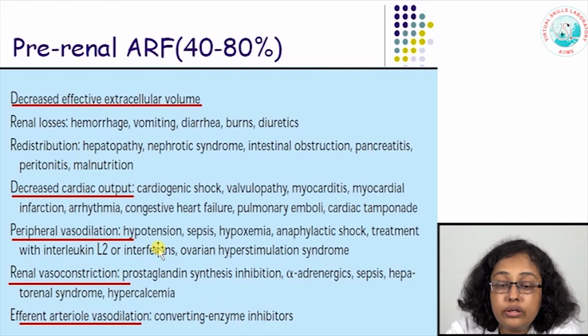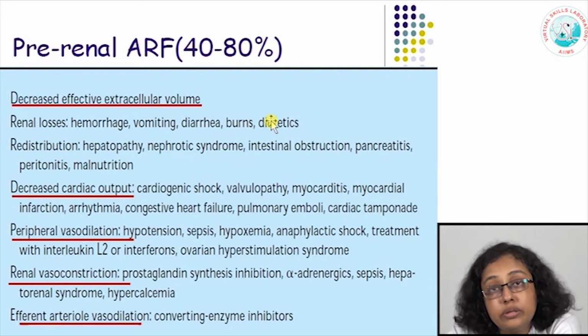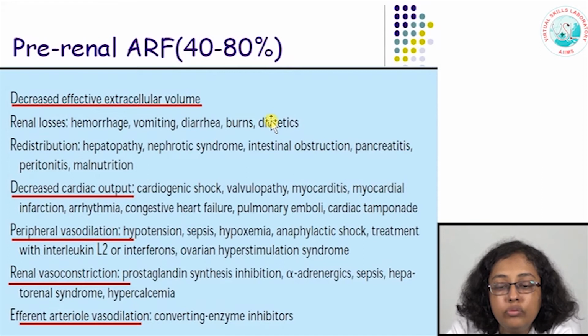Common causes are a decrease in the effective extracellular volume, because of a renal loss or an intrinsic decrease in the renal blood supply, which could be because of blood loss, vomiting, diarrhea, burns, or sometimes in the hospital because of excessive use of diuretics, especially in patients with cardiac disease. There may not be actual loss of fluid or blood volume, but there could be a third space redistribution, as we see in chronic liver disease, in nephrotic syndrome because of low serum albumin levels, intestinal obstruction, pancreatitis and peritonitis.